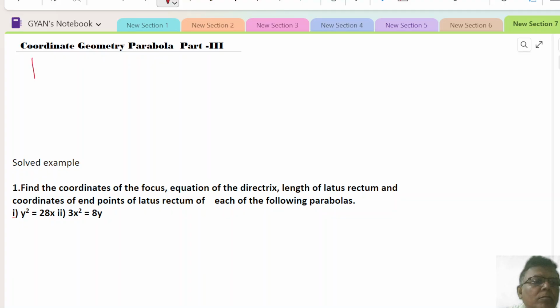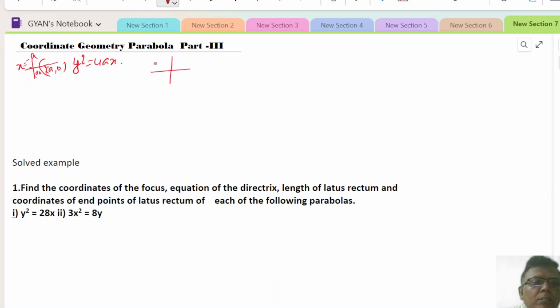Now, this point is focus (a, 0), and this is vertex (0, 0), and this line is x = -a. Then the equation will be y² = 4ax.